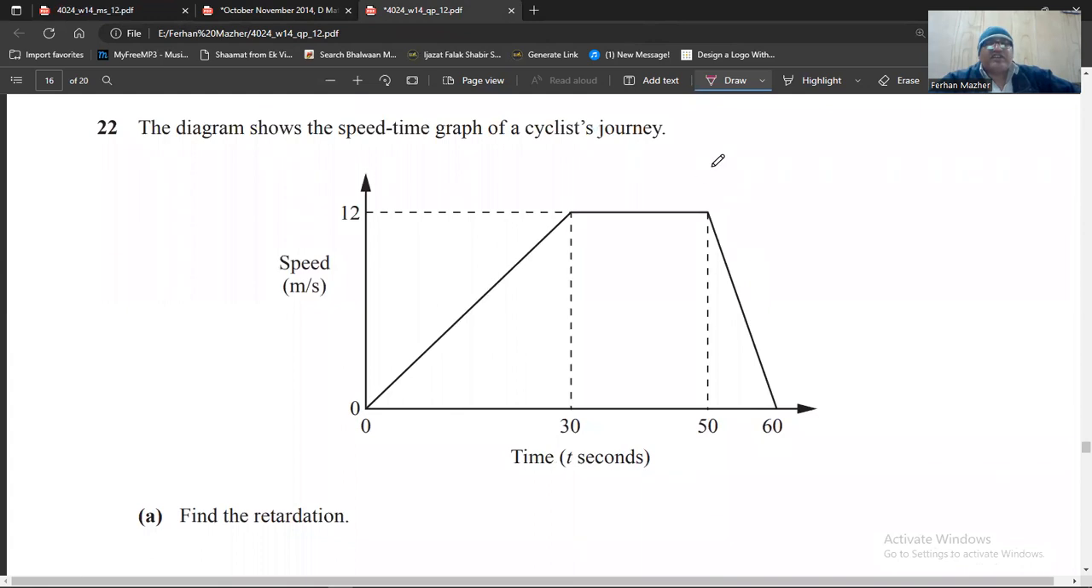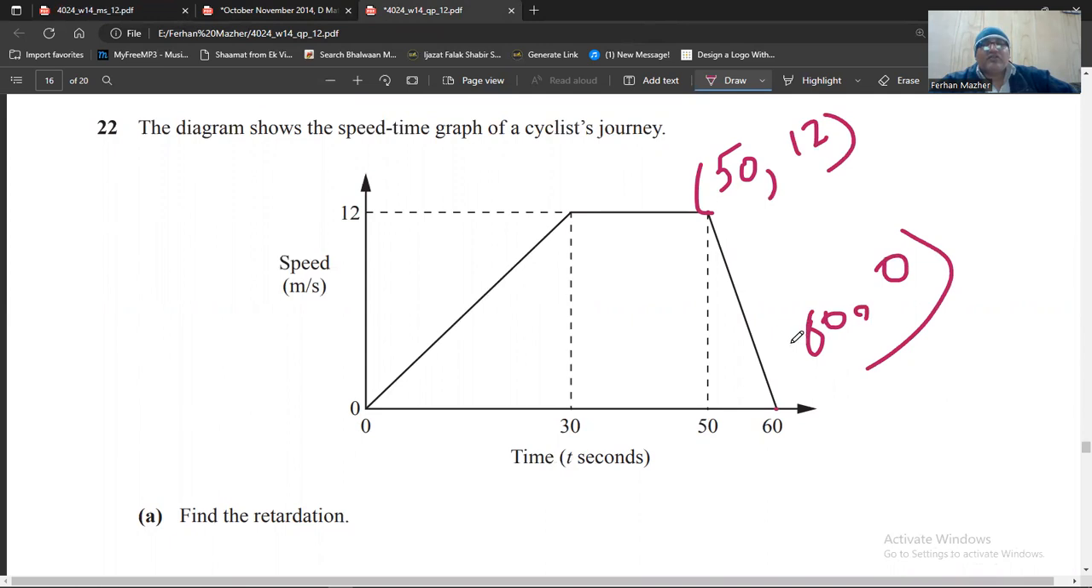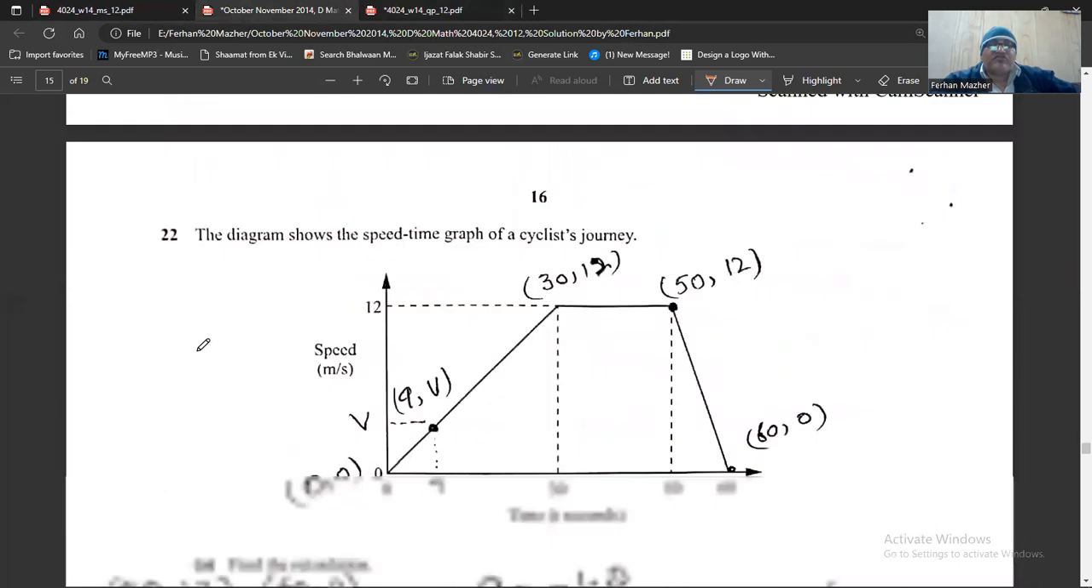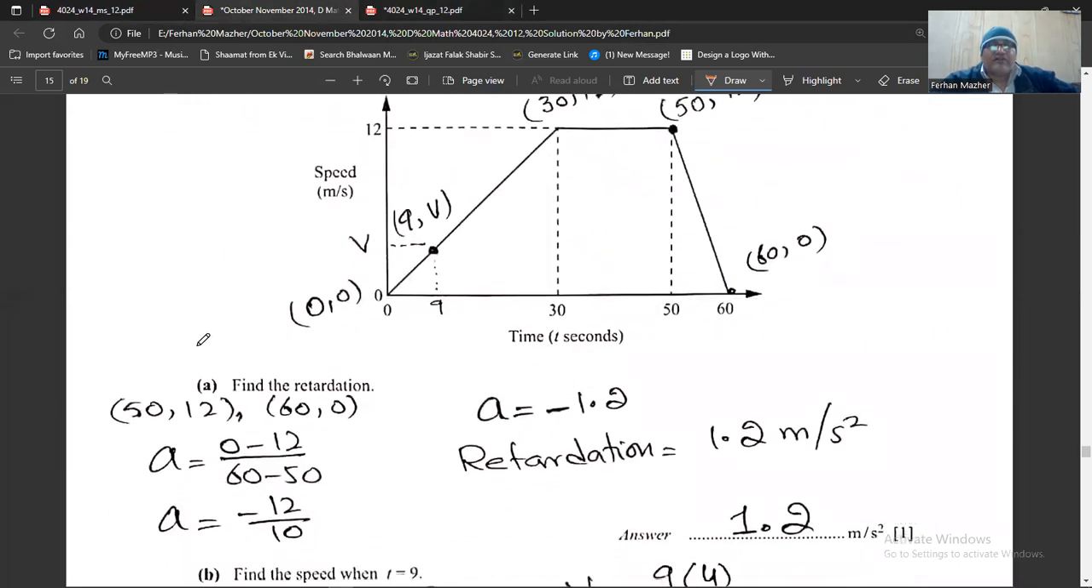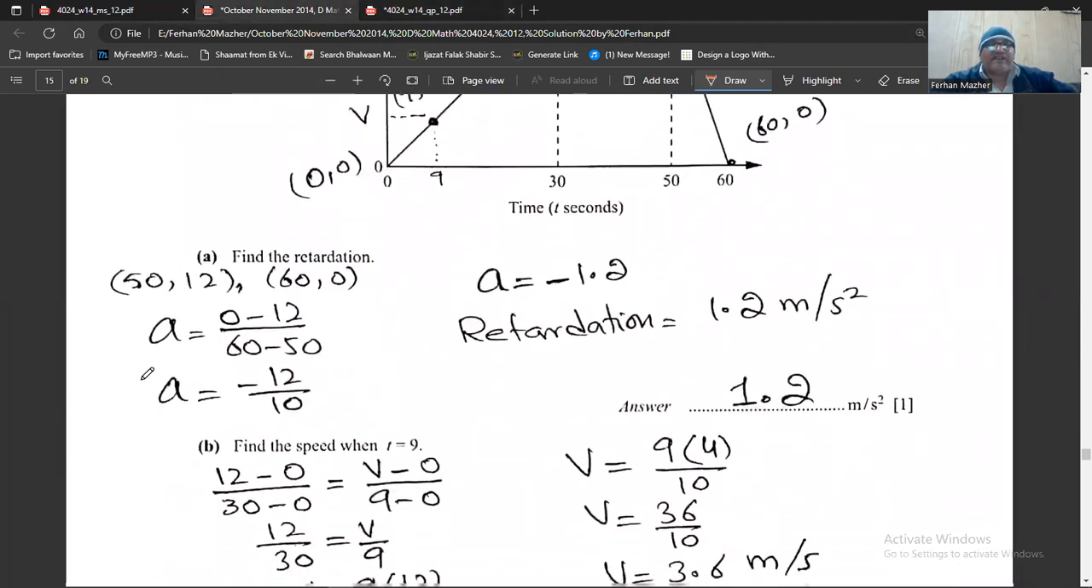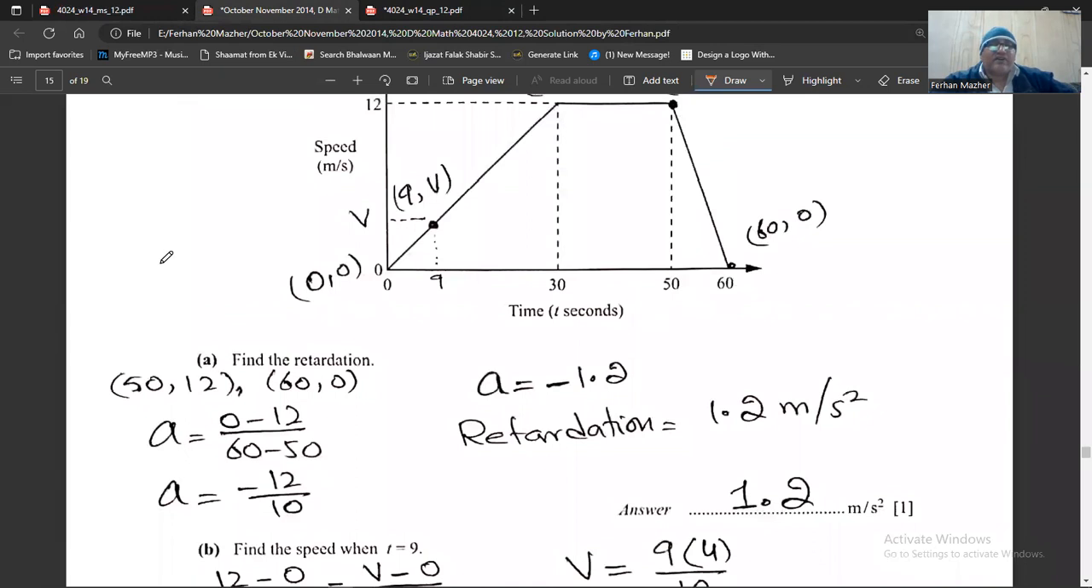Retardation is here. I will take this point, which is 50 comma 12, and this other point, which is 60 comma 0. Using these two points, I will find the gradient of this line, which equals the retardation. It's a 1 mark question, very simple and straightforward. So I have taken the points 50 comma 12 and 60 comma 0, and I will find the gradient of the graph.